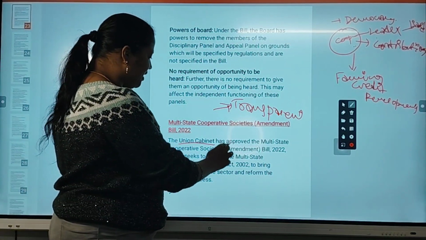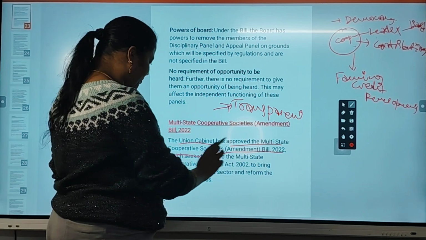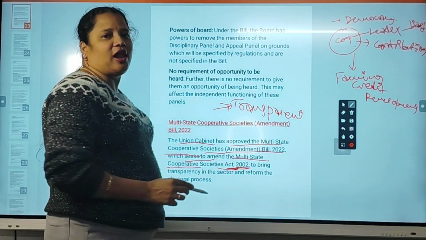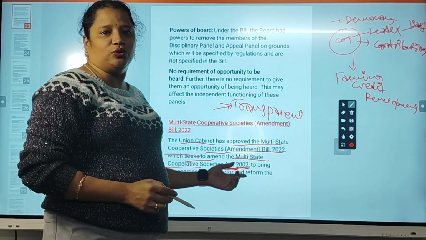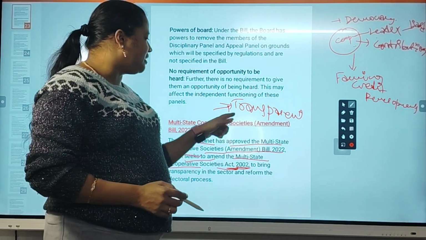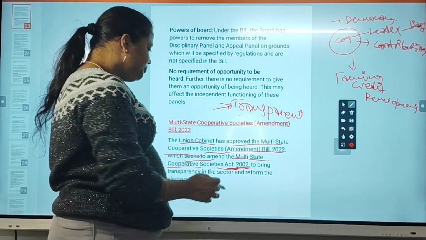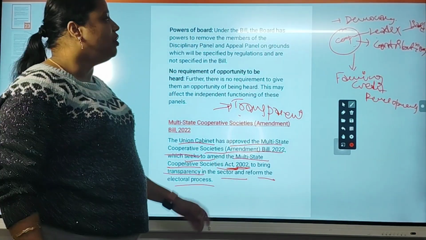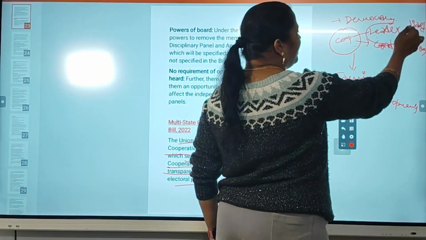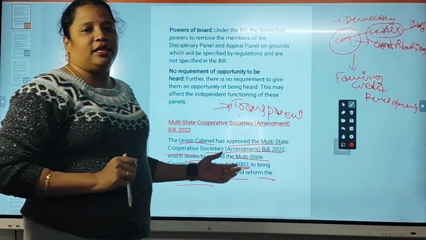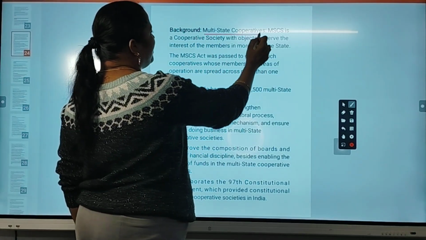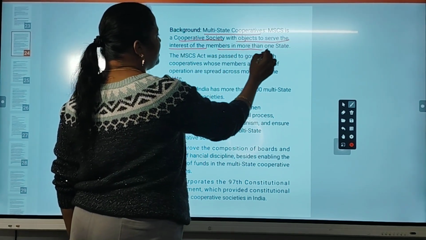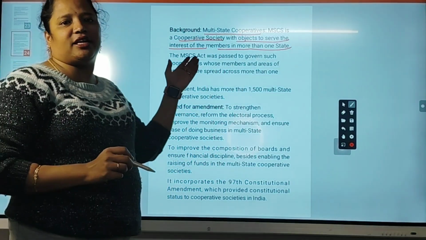That is, the Union Cabinet approved Multi-State Cooperative Societies Amendment Bill seeks to amend the Multi-State Cooperative Societies Act 2002. Whatever the Act is from 2002, that is being amended now to make the society more transparent and reliable, to bring transparency in this sector, reform the electoral process, and also to change the electoral process of the leader of a cooperative society. A multi-state cooperative society is a cooperative society with objects to serve the interest of members in more than one state.